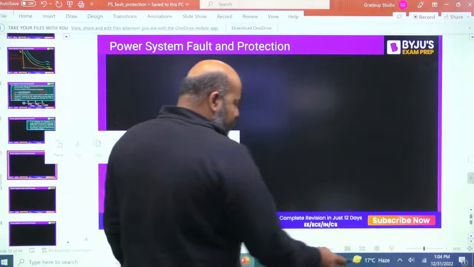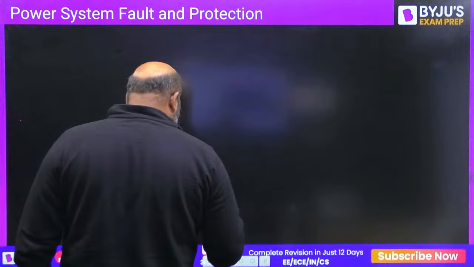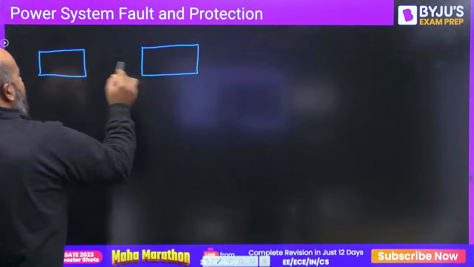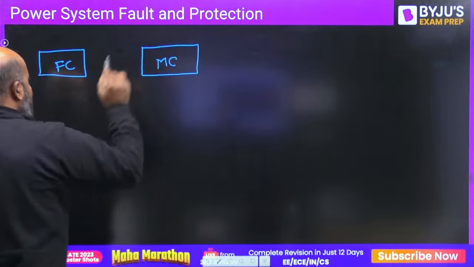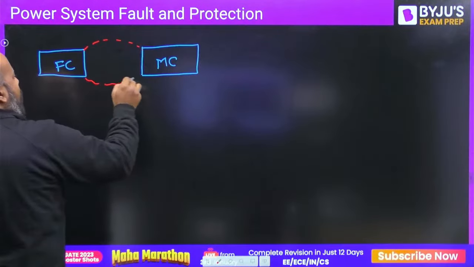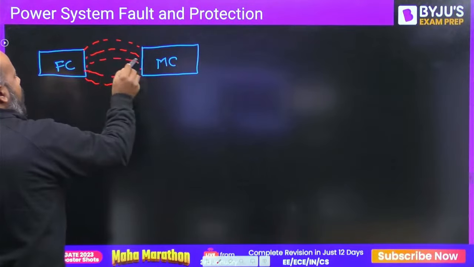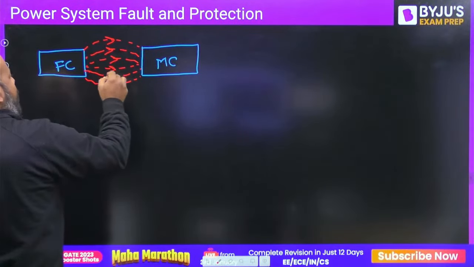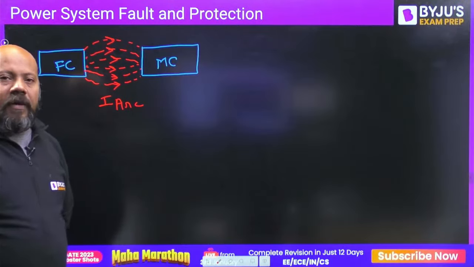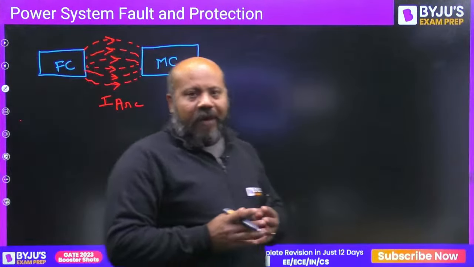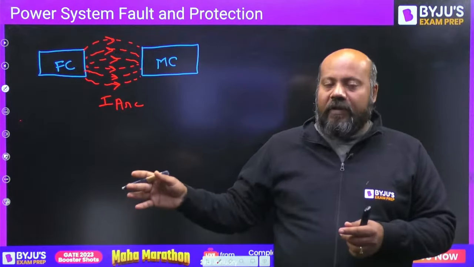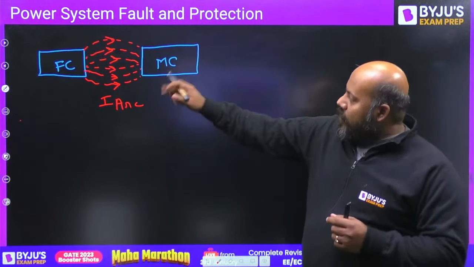Now, basically what happens when the contacts of the circuit breaker are about to open, something like this. Suppose this is the fixed contact, this is the moving contact. Now there is an arc between the contacts of the circuit breaker, an arc current in the medium. Now this arc has to be quenched, it has to be interrupted. Then only the circuit breaker will satisfactorily disconnect the faulty part of the system from the rest of the system. So we have to interrupt this arc.